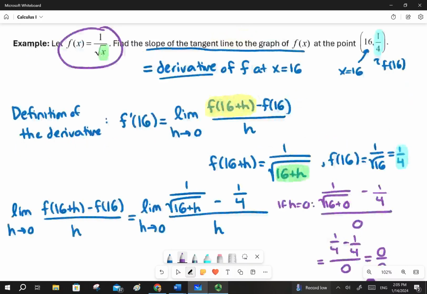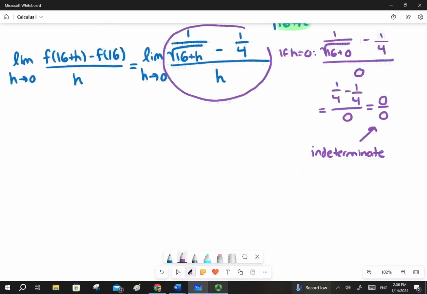We'll need to simplify the limit before we can evaluate it. The function f of x equals 1 over the square root of x that we started with was a composition of a rational function, since it's a fraction, and a radical function because of the square root. So we'll have to use a combination of the techniques we used on previous problems involving rational functions and radical functions. Notice that the expression we ended up with in the limit, 1 over the square root of 16 plus h minus 1/4 all over h, has a difference of fractions in the numerator.